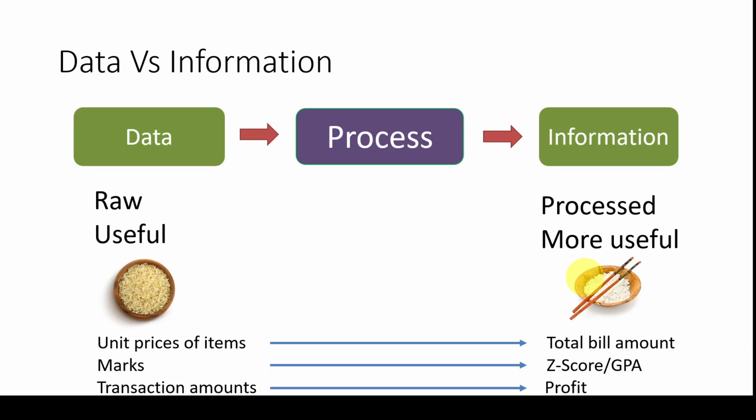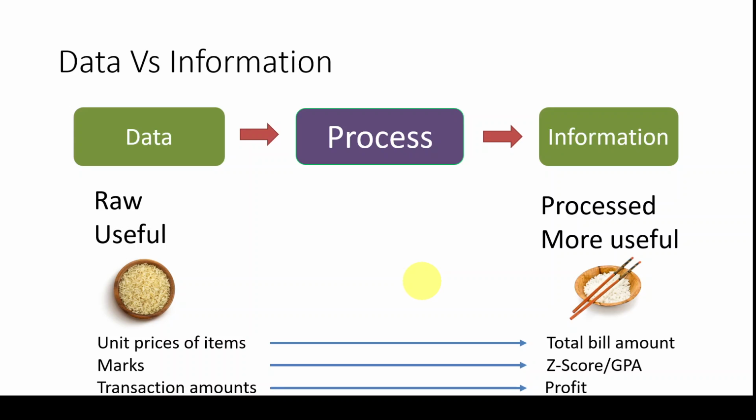So let's take some examples of data and information. For example, unit price of an item, right? It's data. But if you calculate a bill total, say someone has bought a few items and that person has reached the cashier. Now the cashier keeps scanning. The unit price and the number of items are taken, and you can see that gradually your bill total is prepared.